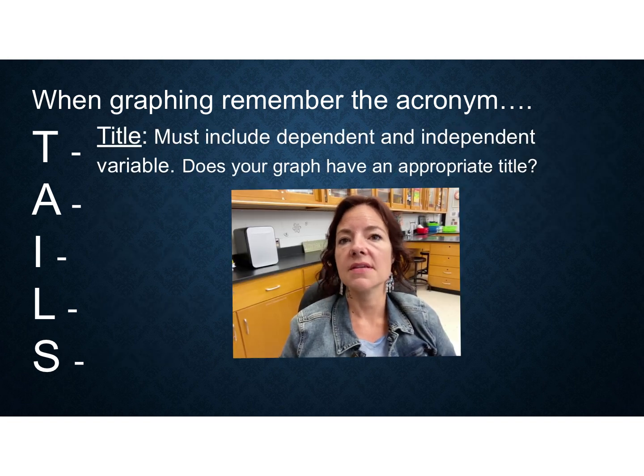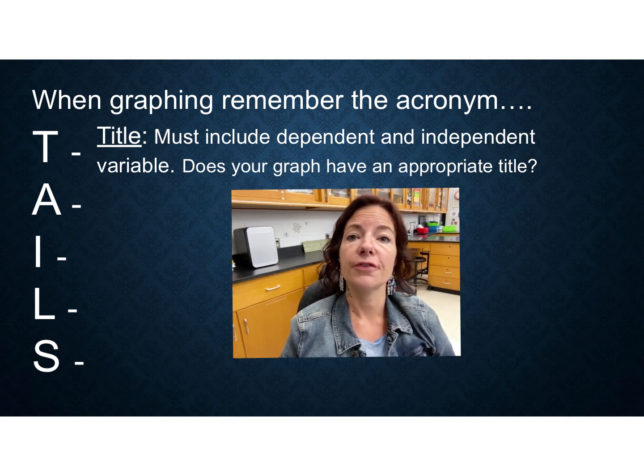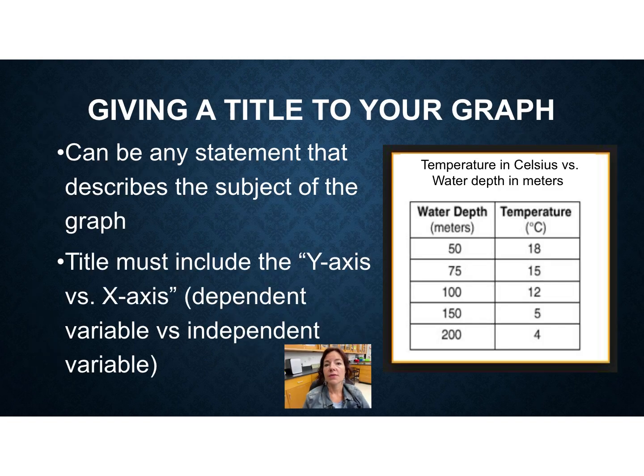So let's start with the title. Your title needs to include both of your variables. It should include your independent variable and your dependent variable. So the first thing to ask yourself is, does your graph have an appropriate title that includes both of the variables within it? The title should basically describe what it is that you're doing in the experiment. And so since we're including both of the variables, we're going to make a statement about what it is that we change and what it is that we collect data on.